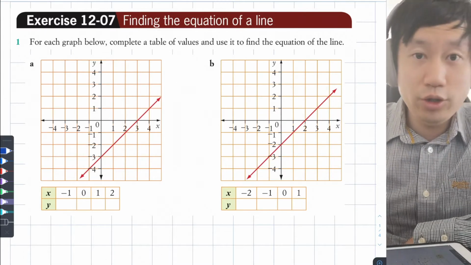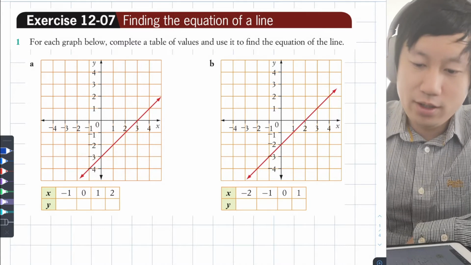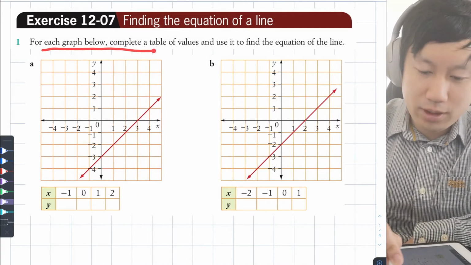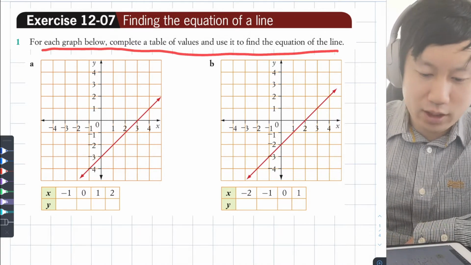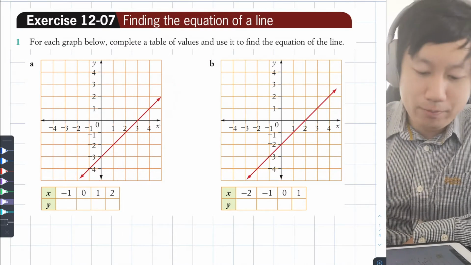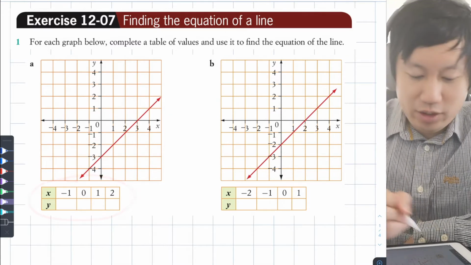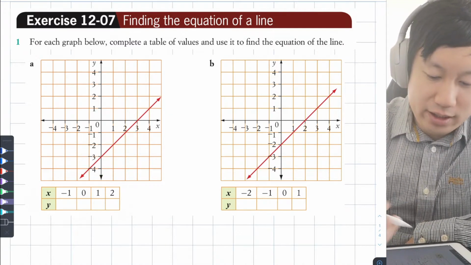So in today's lesson, we'll be looking at exercise 12.07, which is how to find the equation of a line. For each graph below, complete a table of values and use it to find the equation of a line. We've got a line here that is going up from left to right, and we have to fill in these tables of values by just finding the y values given the x values that are there already.